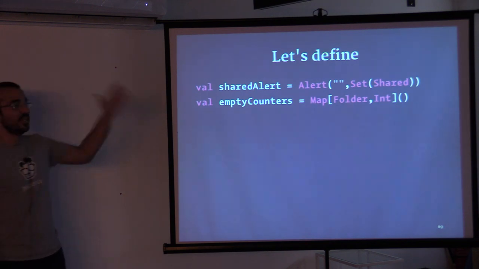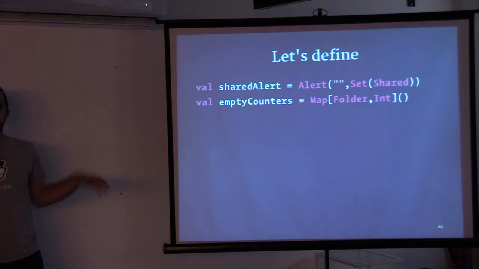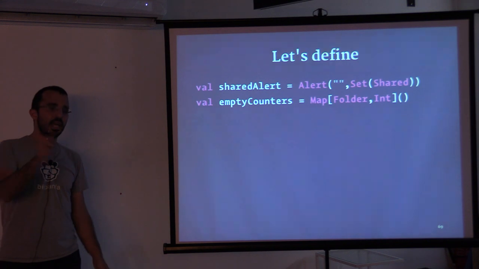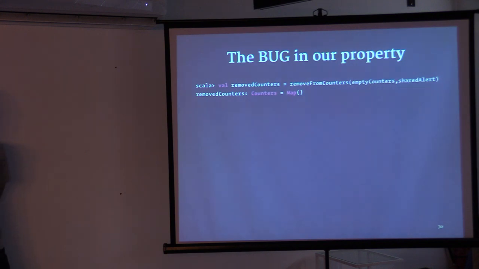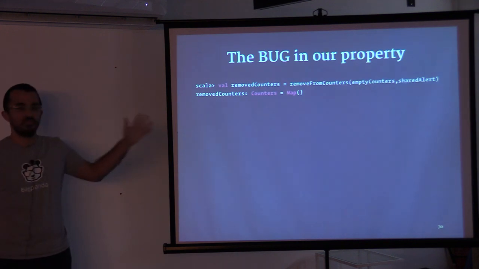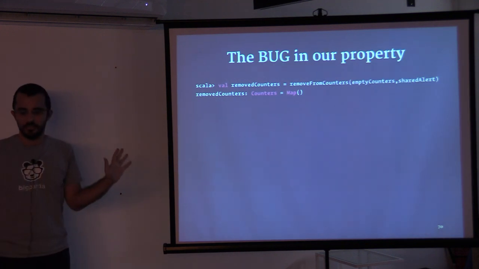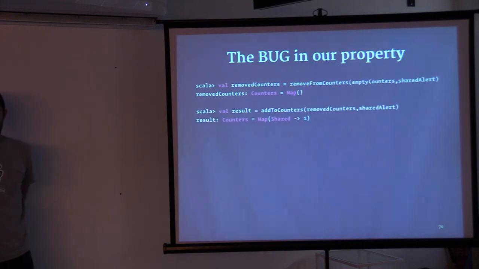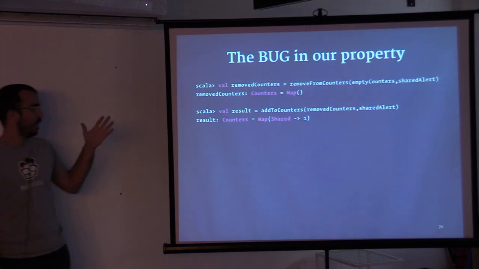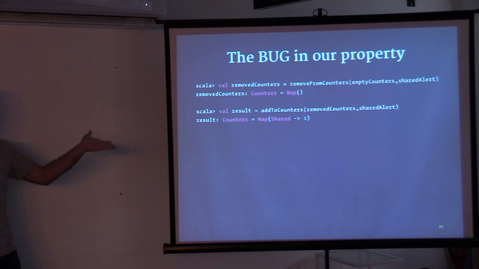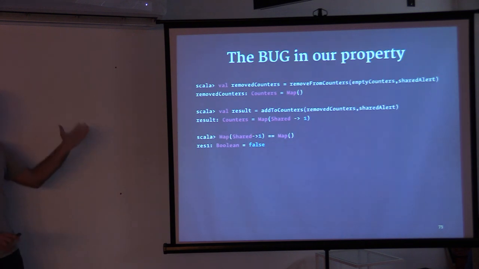I'm defining a shared alert, and I'm defining an empty counters. These are going to be used in the next slide, just some values. And then this is the counterexample ScalaCheck found for me. It said, if you remove from the empty counters the shared alert, the result is an empty counters. Nothing gets changed here. And then, when I add the shared alert back, this is what we wanted to do, I'm getting a count of shared to 1, right? And we thought this was going to be equal to the empty counters. And this, of course, does not.